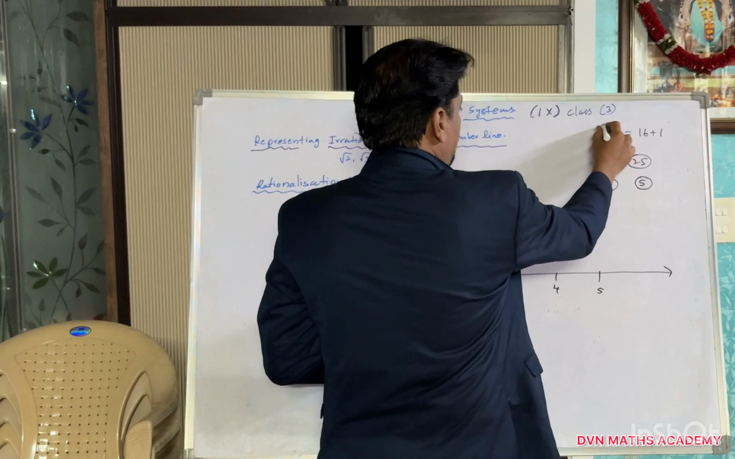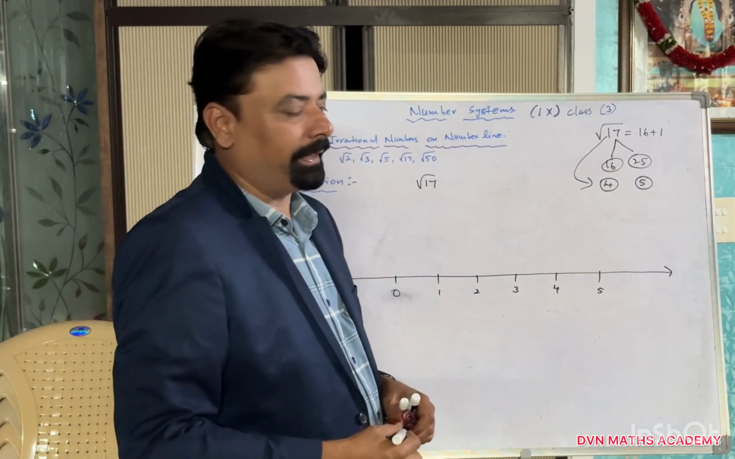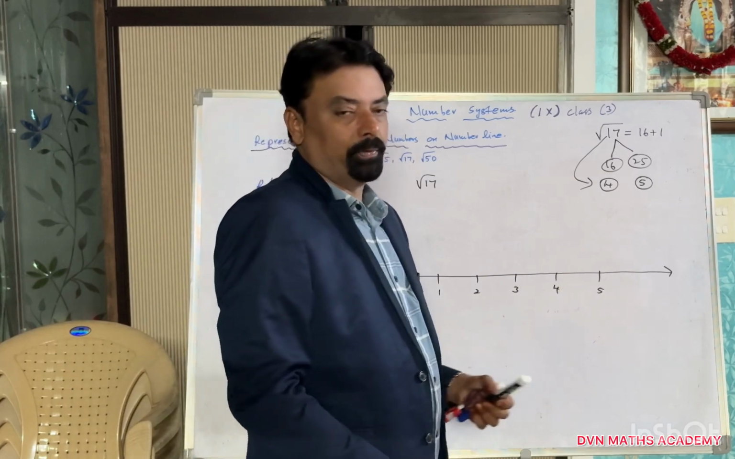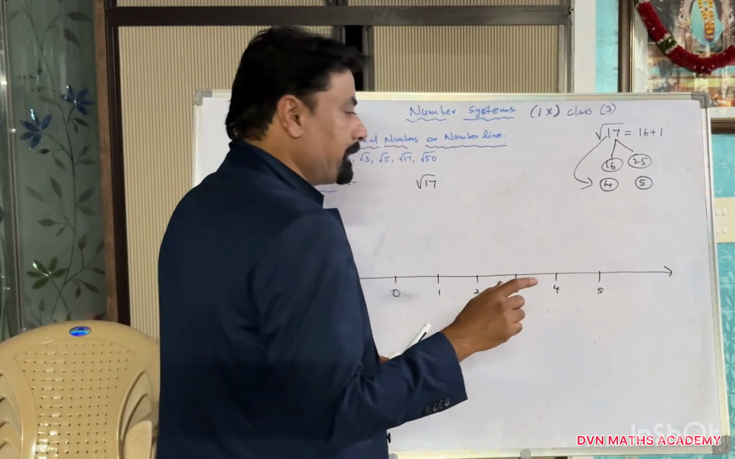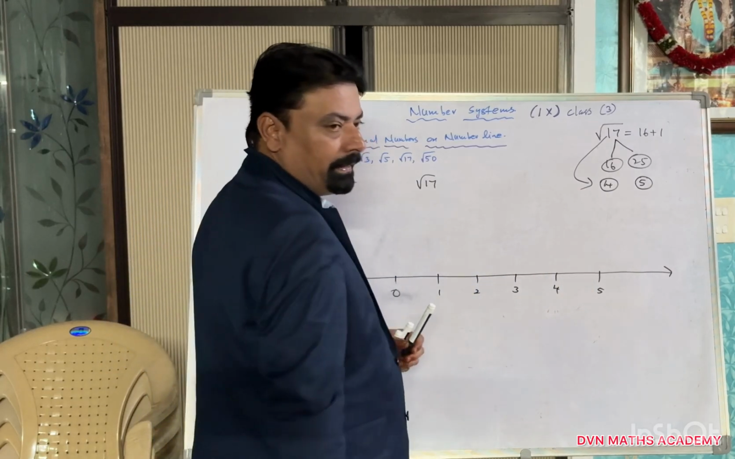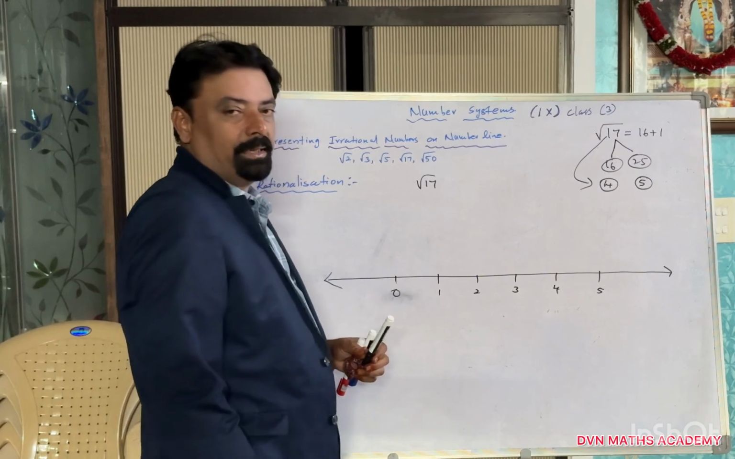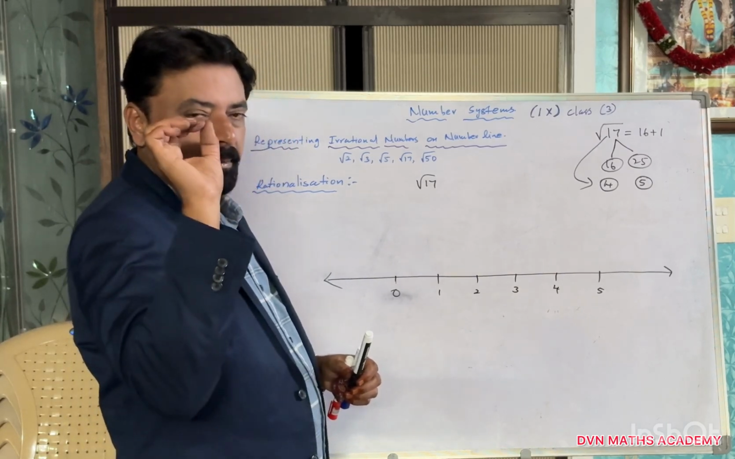Therefore, root 17 will be in between 4 and 5 on my number line. So I have taken up to 5 only. So 100% the distance between these numbers will be equal. You want to make the same unit, I mean the same distance, between these numbers. Then only your construction will be perfect.